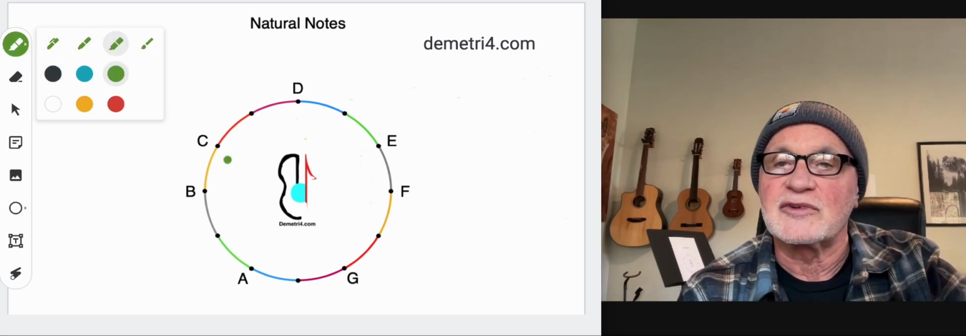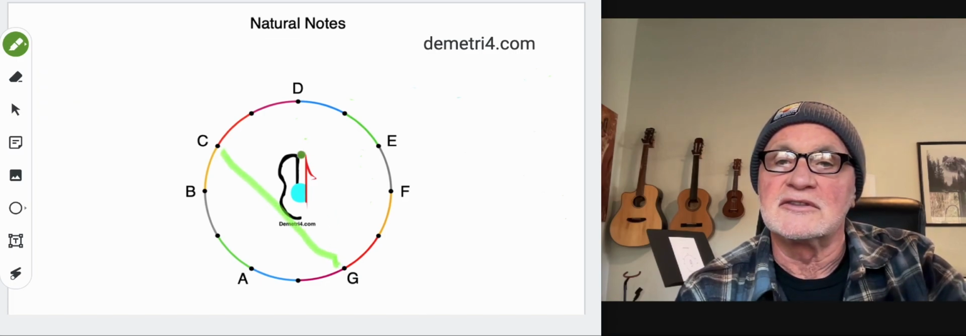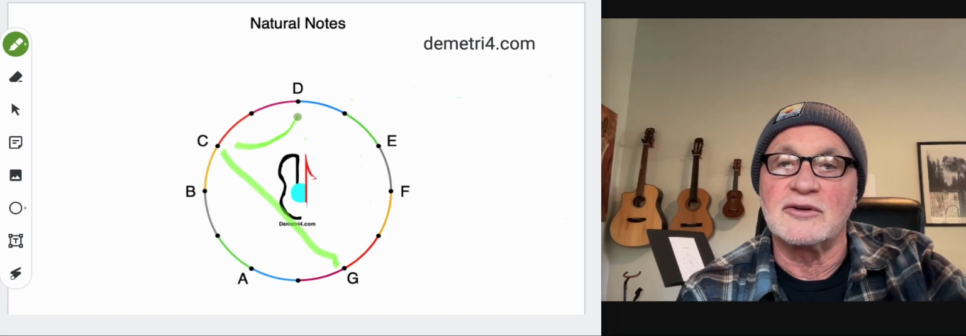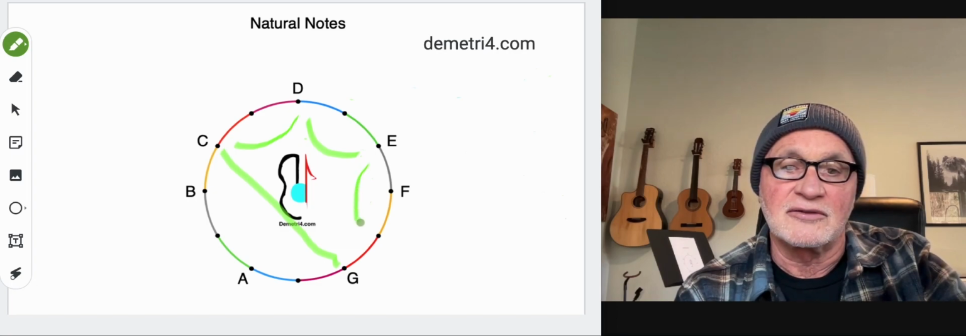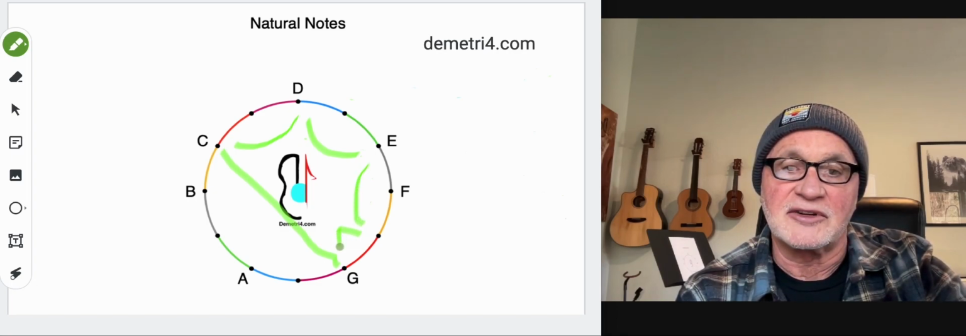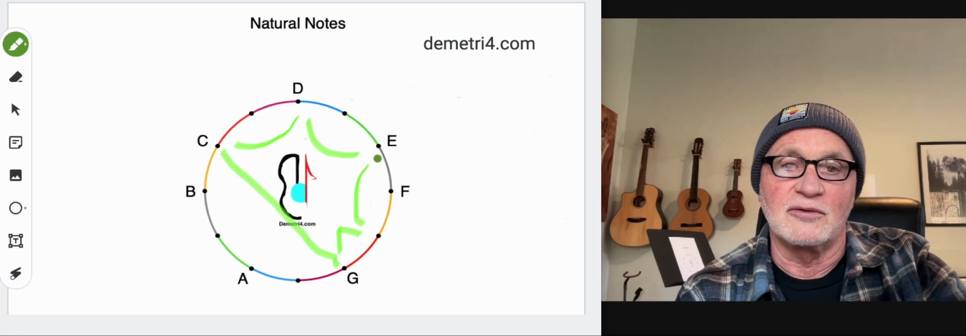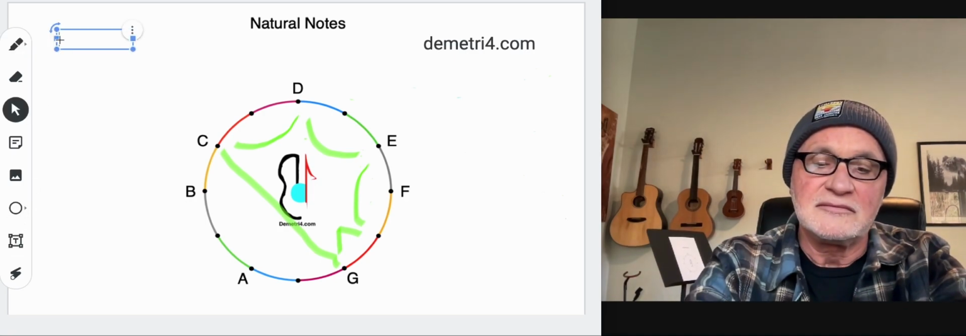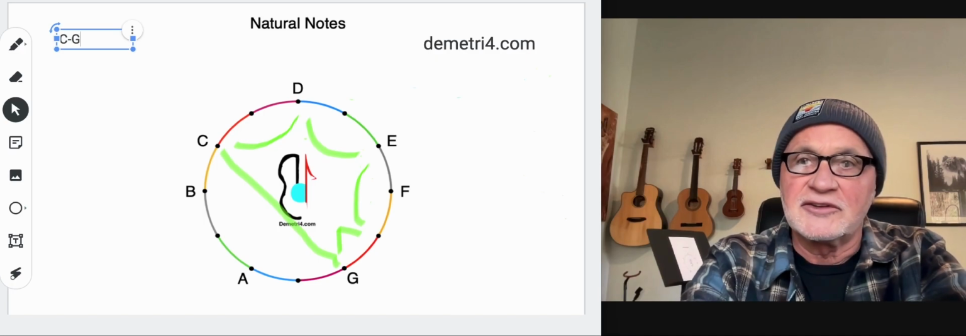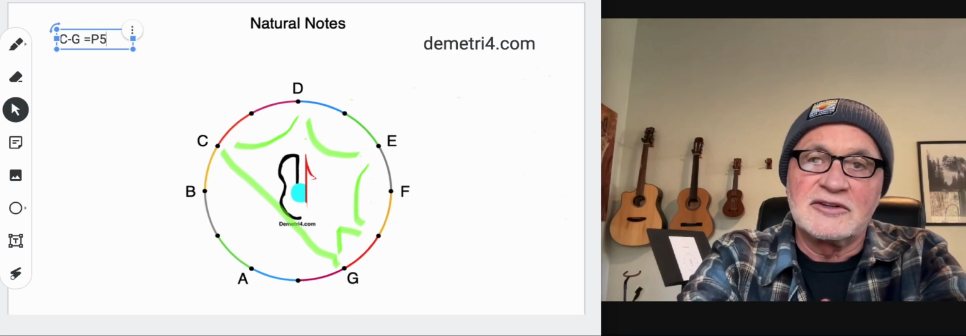C to G. So we're going from here to here. Okay, so we have 1 whole step, 2 whole steps, 3 whole steps, and a half step. C to G is 1, 2, 3, 4, 5, 6, 7 dots, a perfect fifth. All right. So C to G is a perfect fifth.